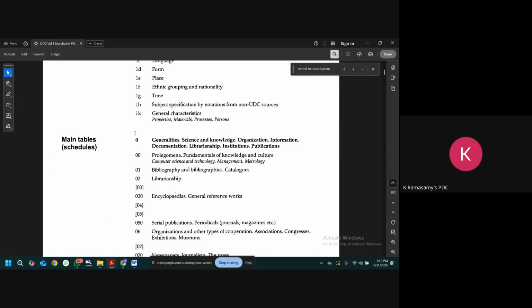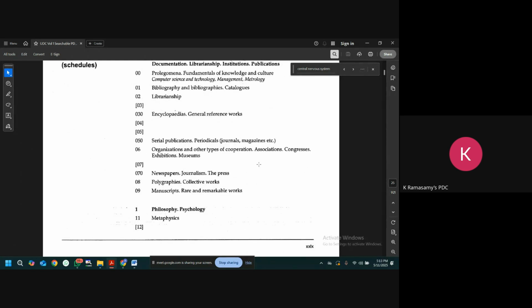That is why you can see here 0 stands for generalities. In DDC, 000 stands for generalities, and 020 stands for librarianship. So what I want to say is that the number of digits can be 1 or 2 or 3, 4, 5, 6, 7, that is immaterial. But the minimum digits required to denote a subject in UDC is just 1. And 0 stands for general, which includes librarianship and newspaper journalism and all.